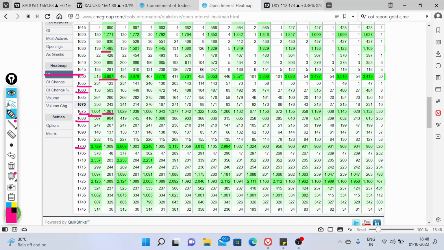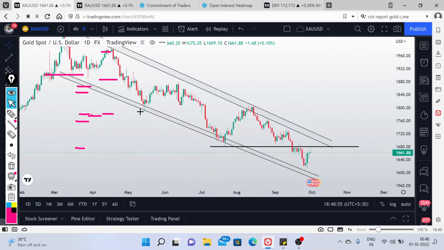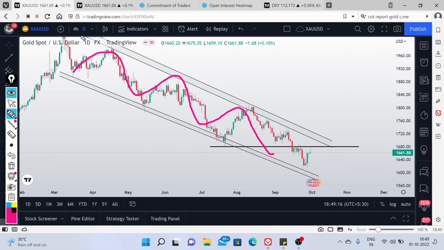And if we talk about the daily time frame, we already discussed this chart in a previous video, I think. If you look at this chart, you can clearly see that gold is trading inside this descending channel, and this is on the daily time frame. And as you can see, gold is still trading below 1680, and this is a very important price level.